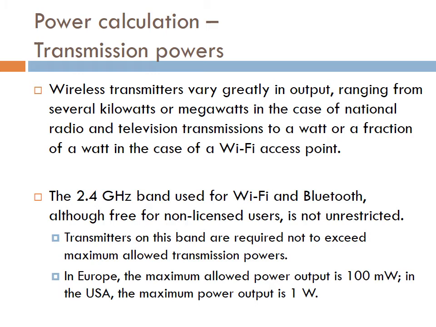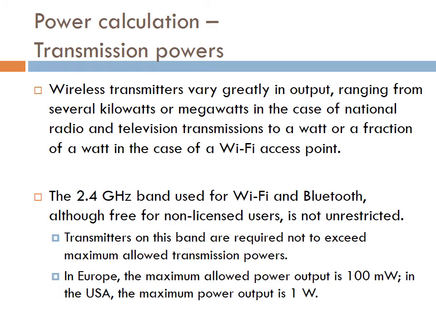Wireless transmitters vary greatly in output, ranging from several kilowatts or megawatts in the case of national radio and television transmissions to a watt or a fraction of a watt in the case of a Wi-Fi access point. An access point is the part of a Wi-Fi network that relays data between the mobile device and links them to the wired part of the network.